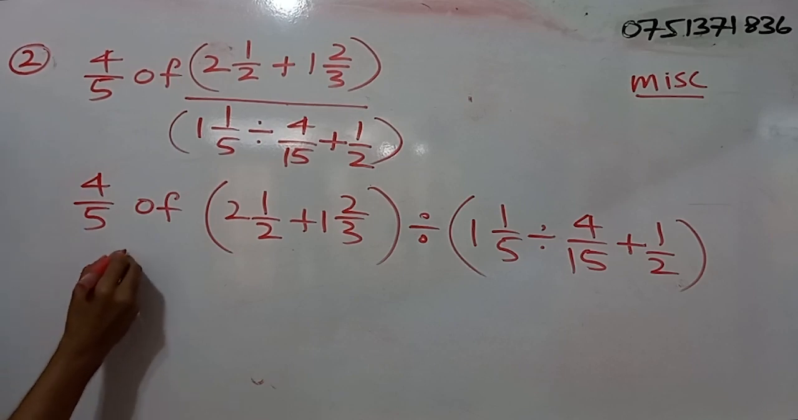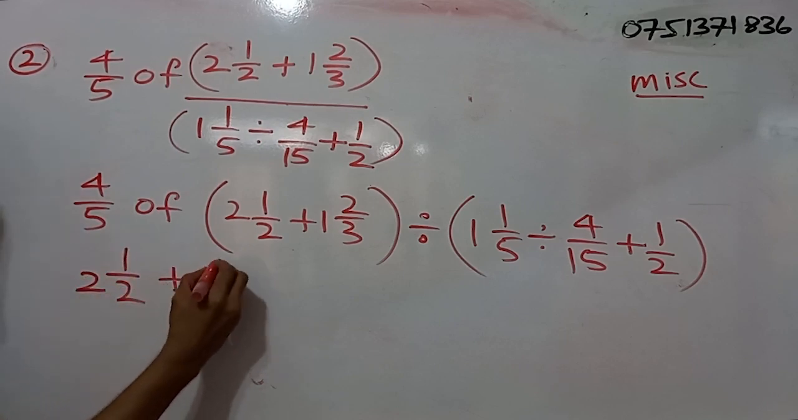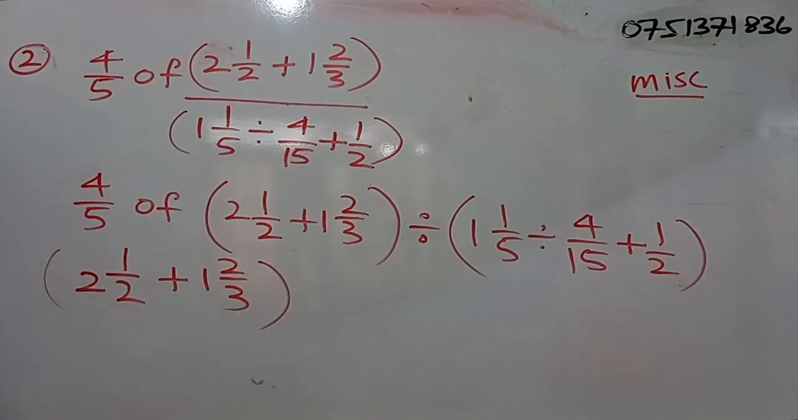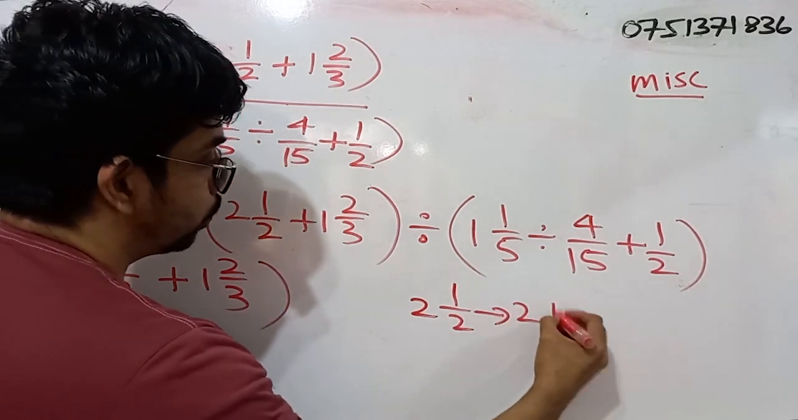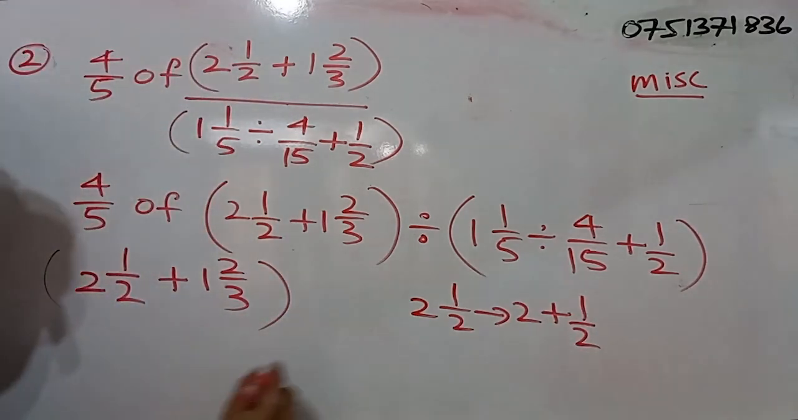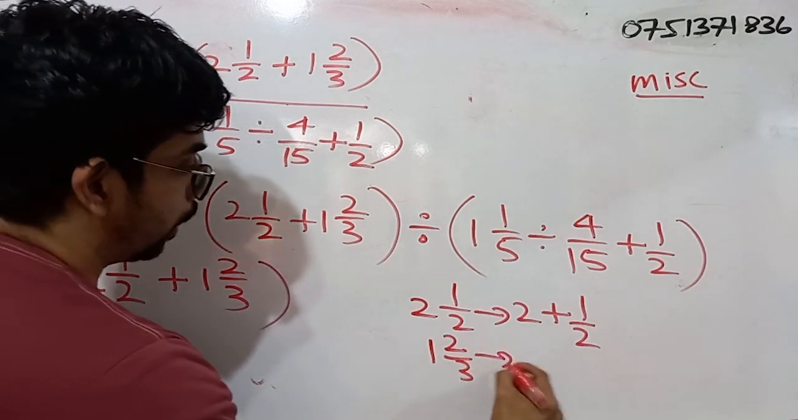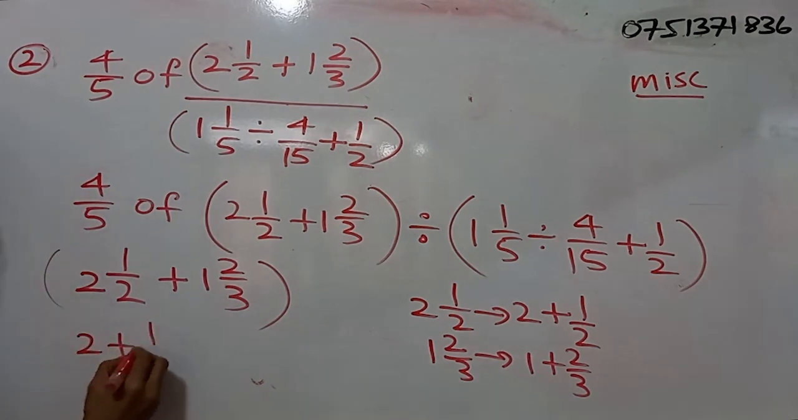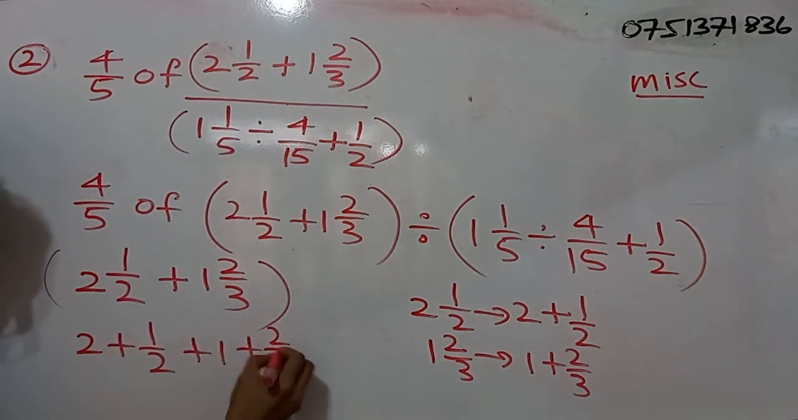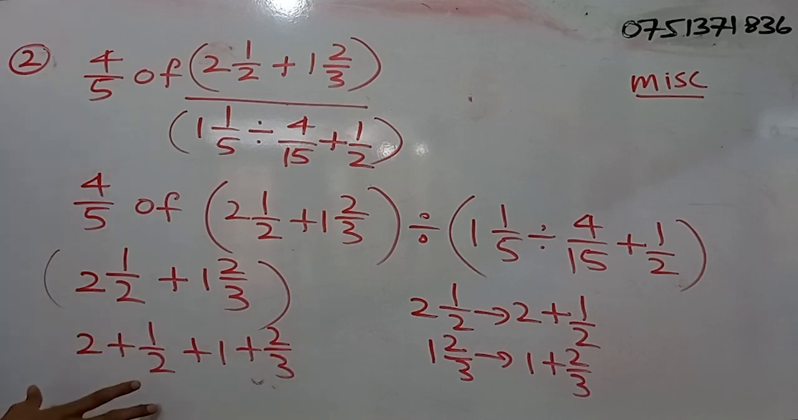So 2 and a half, I am going to add 1 and 2 by 3. Right? So 2 and a half means what? And also we can use the short method here. We know that 2 and a half, we can break this into what? 2 plus half. And in the same manner, we can break 1 and 2 by 3 into what? 1 plus 2 by 3. Right? This means what? 2 plus half plus 1 plus 2 by 3. So since I am running out of space to write, I will just erase and do the simplification.